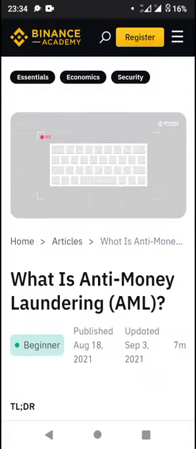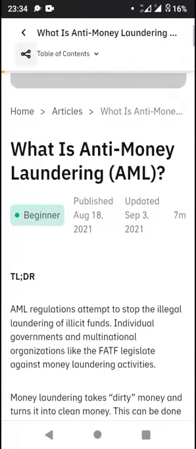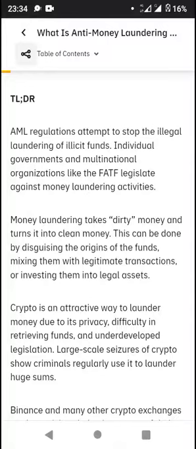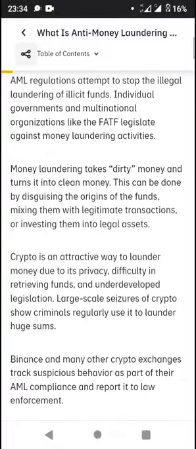We're looking at what is anti-money laundering, AML, on Binance Academy. It says here AML regulations attempt to stop illegal laundering of illicit funds. Individual organizations, governments, and multinational bodies like the FATF legislate against money laundering activities. Money laundering takes dirty money and turns it into clean money.